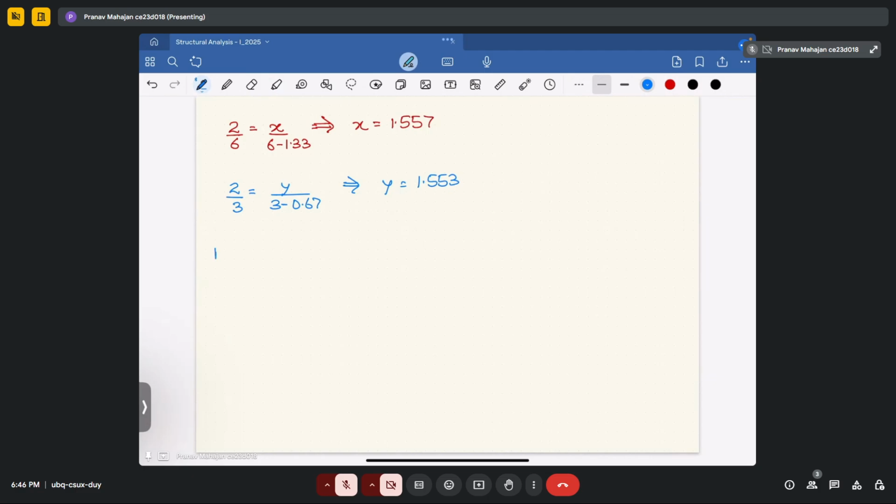So your maximum bending moment at C will be equal to 1 by 2 into the sum of parallel sides, that is 2 plus 1.553, and the distance between the two is 0.67, into 0.67, plus again another one half sum of parallel sides, that is 2 plus 1.557, and the distance between them is 1.33. Fine.